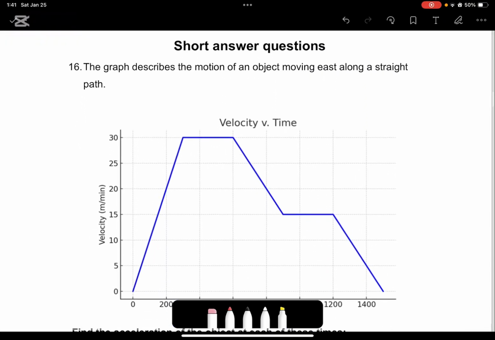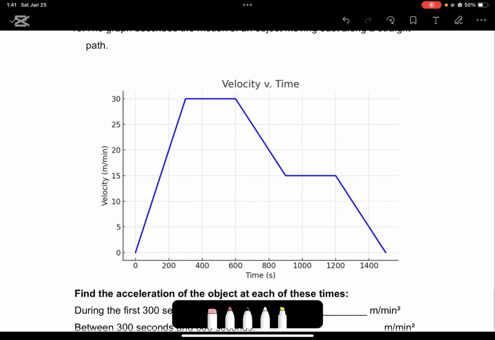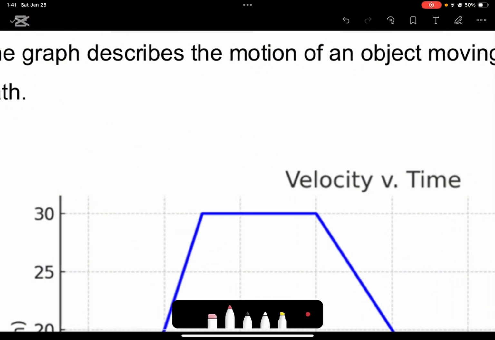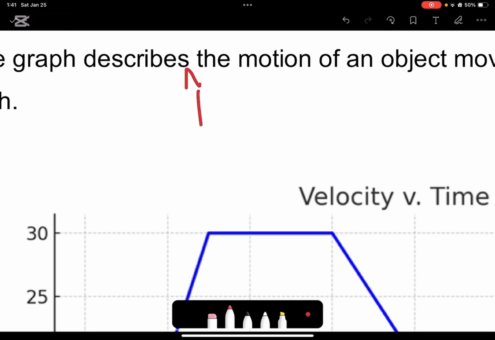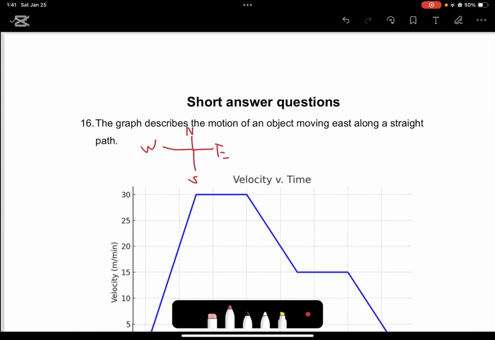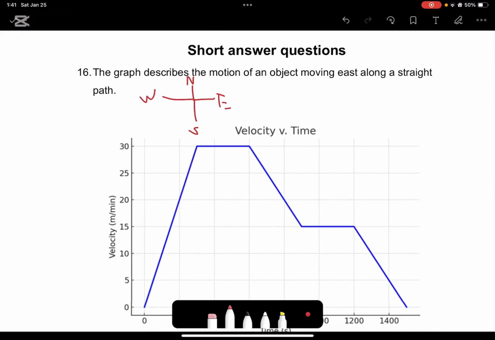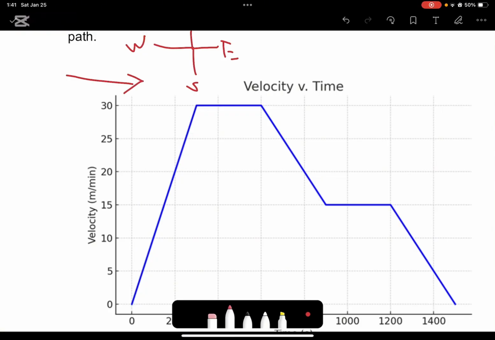The graph describes the motion of an object moving east along a straight path. East, if you're not familiar with the directions: this is north, this is east, this is west, this is south. So east is right, so it's going right.